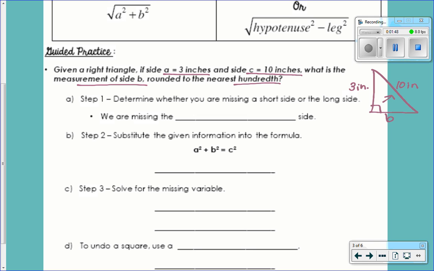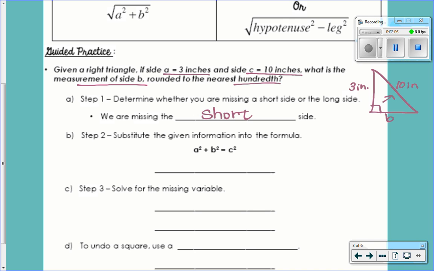So, determine whether you're missing a short side or a long side. The legs are going to be shorter than the hypotenuse. So our answer, we know, is going to be less than 10 inches, right? It's a good check, right?